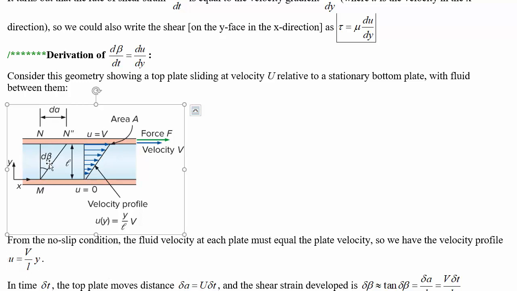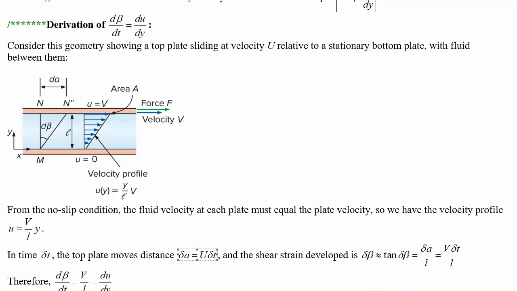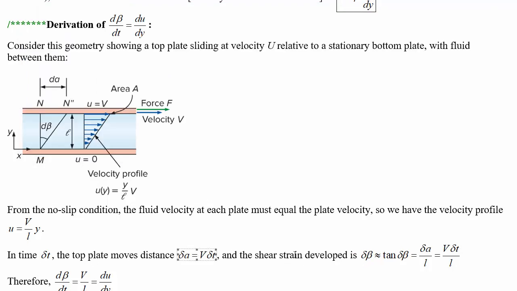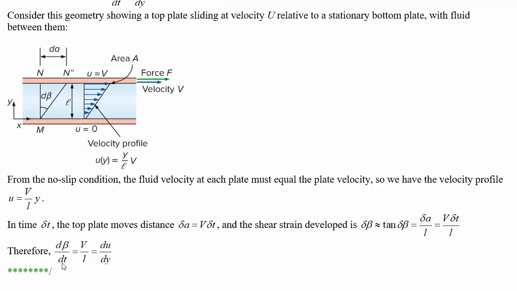Now let's calculate what the rate of shear strain would be. If the top plate is moving at velocity V, then in time delta t, the top plate moves a distance V delta t. The shear strain developed was delta beta, and for a small angle, assuming that we take this to derivatives, we can use the small angle approximation that says that delta beta is approximately the tangent of itself, assuming that we have it in radians anyway. Then tangent being equal to opposite over adjacent is delta A over L. And from what we had for delta A earlier, substituting that in, we have that delta beta is V delta t over L. So then delta beta by delta t is V over L, which, if you compare to the velocity profile, is also du over dy.